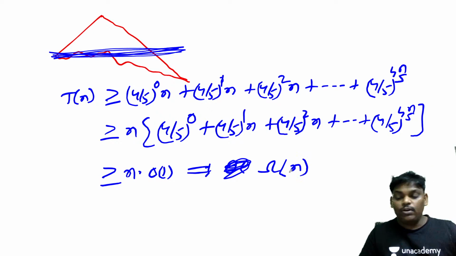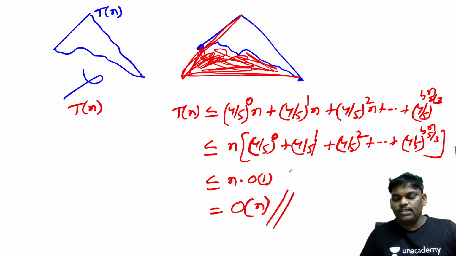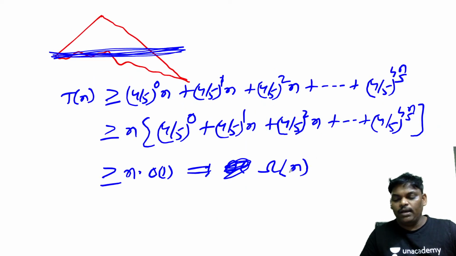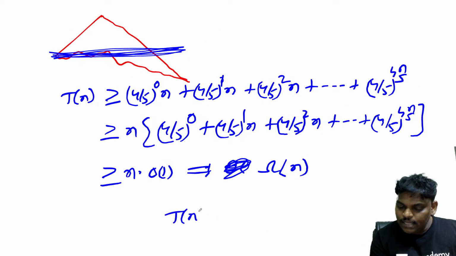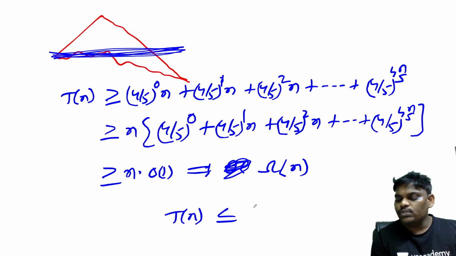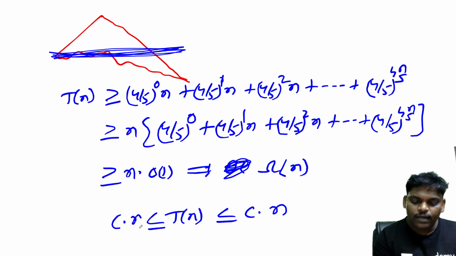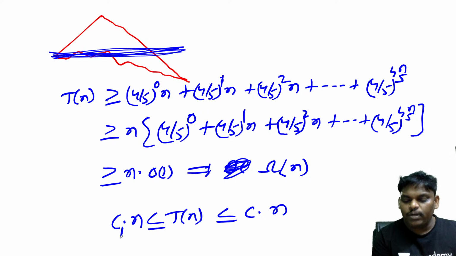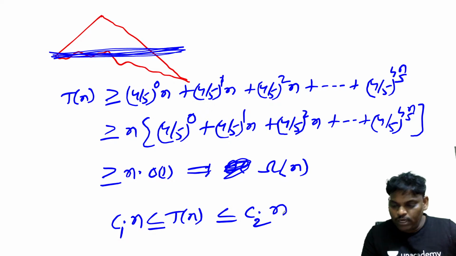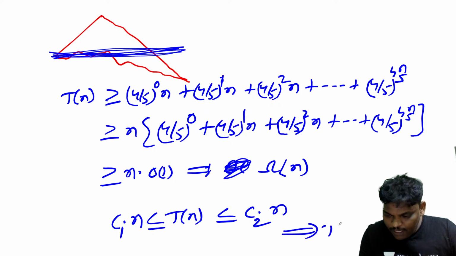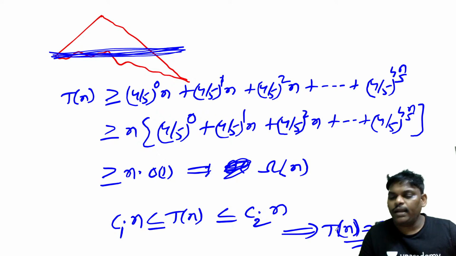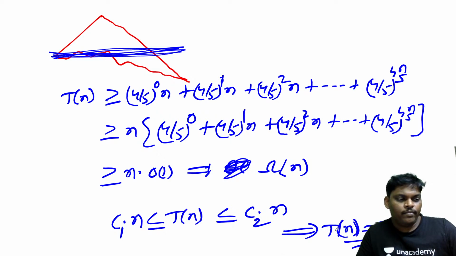But one thing I want to ask you: the upper bound and lower bound differ by only a constant. It is big O of n, and that is omega of n. So Tn is in the middle: less than or equal to some constant C2 times n, and greater than or equal to some constant C1 times n. The upper and lower bounds differ by only a constant, so you can happily write Tn is equal to theta of n. Please verify.